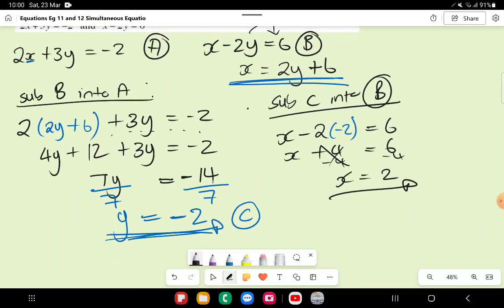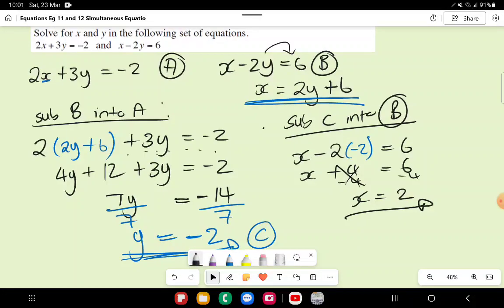This is one way of solving simultaneous equations. Use one equation, write everything in terms of one variable, substitute it into the other formula, get an answer for the second variable, and then take that variable, substitute it in A or B, whichever one is easier, and get the first variable. Another way of doing this is by subtraction.